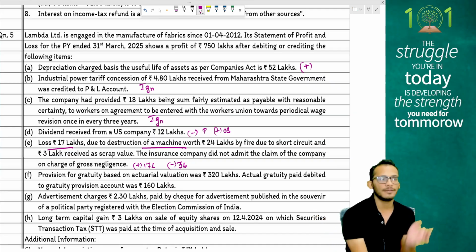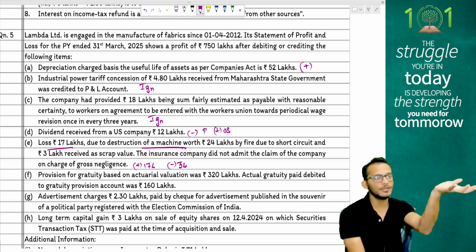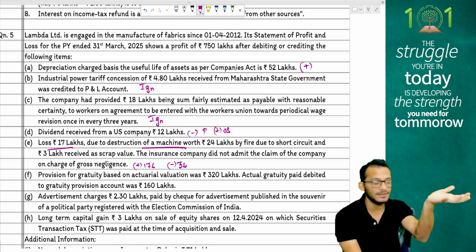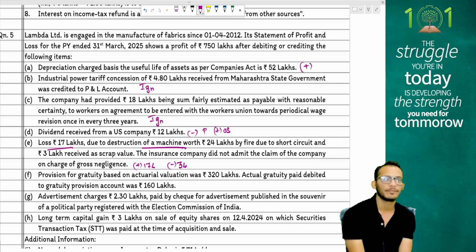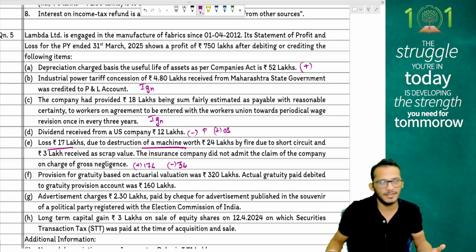In which case, what is happening? The whole loss of 17 is including scrap or without scrap? It's without scrap. So therefore, whatever you have in books is 17 lakhs of scrap and 17 lakhs of loss, and then you have 3 lakhs of scrap also, which is coming on a subsequent date, right? Because that's how accounting entries I've seen, at least in my practice.